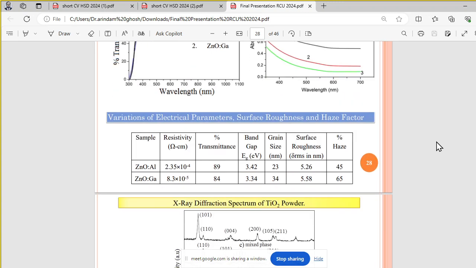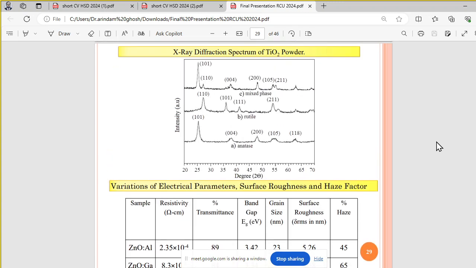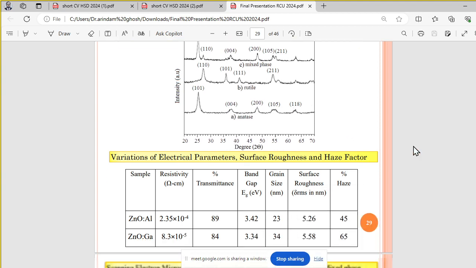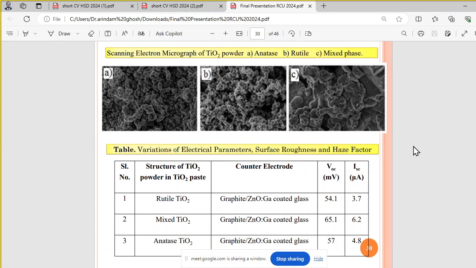Okay, this is the XRD graph, and next we can see the AFM of the DSSC cell. It is observed that the gap between the particles increases for the mixed phase, creating a more porous structure. The surface seems rougher and more uneven. It can be visible. This is the AFM of the three phases.